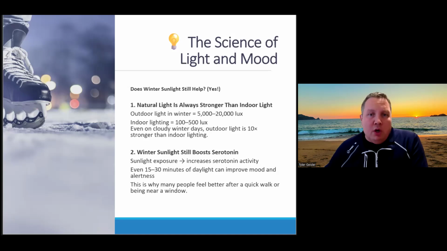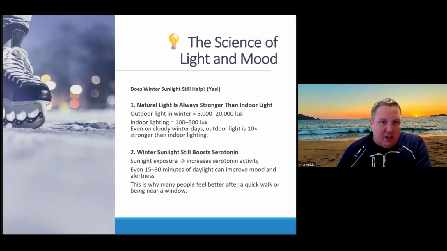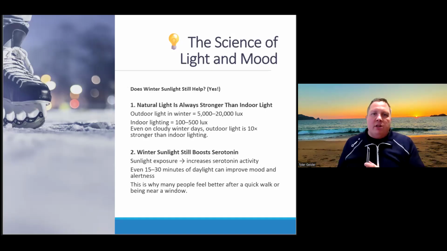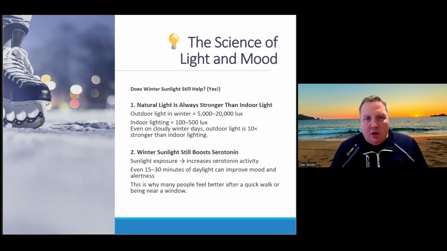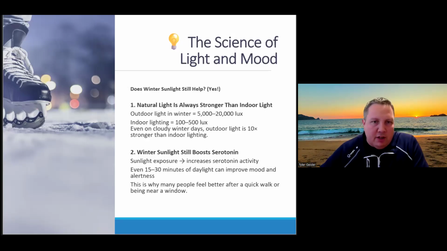So natural light is always stronger than indoor light, obviously, right? So the outdoor light in winter is 5,000 to 20,000 lux, right? Indoor lighting is only 100 to 500 lux. Even on cloudy winter days, outdoor light is 10 times stronger than indoor light, right? So that outdoor light, even in winter, is still very, very significantly strong, right? And we want to be going out there to absorb that light and get it. And that's even on cloudy days, right? Doesn't matter if it's a sunny or a cloudy day. The sunlight is still coming through the clouds and absorbing on our body and helping our circadian rhythm adjust accordingly.